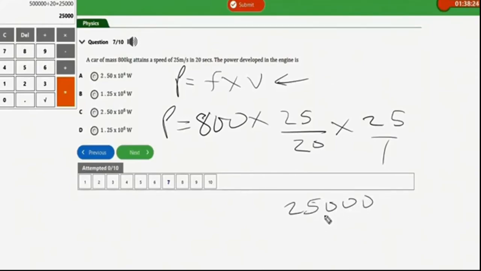Okay, so 25,000 is equivalent to, if we are leaving it in standard form, this will give you 1, 2, 3, 4. So 2.5 times 10 to the power 4 watts. So the correct option to this question is what? Option A, 2.5 times 10 to the power 4 watts. So that's it for this question. Let's wipe this and I'll solve the next repeated question.